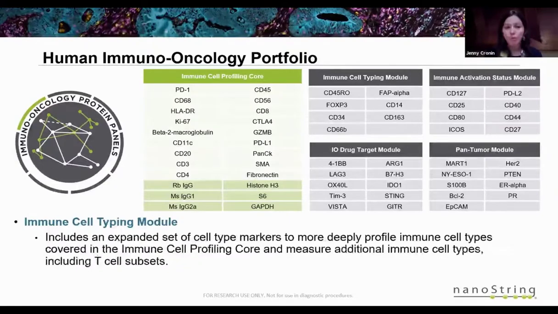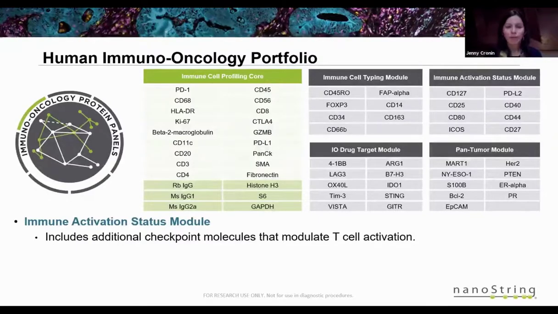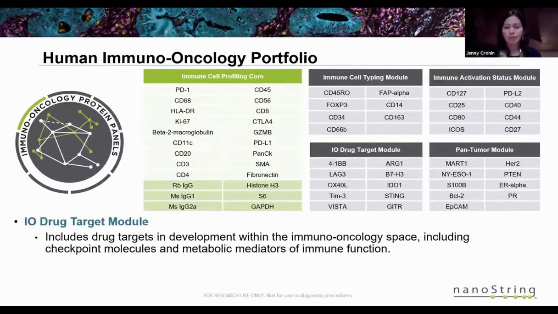The cell typing module is the most broad. The cell typing module can allow you to profile a range of specialized cell types, including macrophages and regulatory T cells. Next, the immune activation status module can help you more deeply profile immune exhaustion. The IO drug target module includes additional checkpoint and immune modulatory targets that are currently under development for IO therapies. Some of those targets, such as PD-L1, are in the core, but this module includes additional targets that might be of interest to you. And lastly, on this slide, our pan-tumor module can allow you to more deeply profile the tumor.